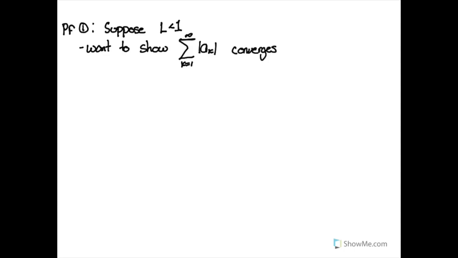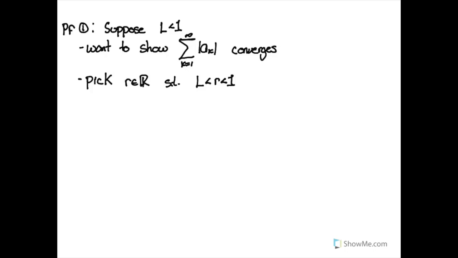Right. So how do we do that? What I'm going to do is pick an R such that R is between L and 1. Well, I know that L is strictly less than 1, which means that there must be some number R between L and 1.